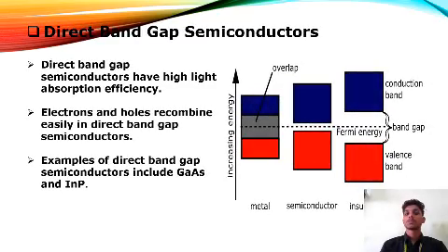Direct band gap semiconductor. Direct band gap semiconductors have high absorption efficiency, and electrons and holes recombine easily. Examples of direct band gap semiconductors include GaAs and InP.